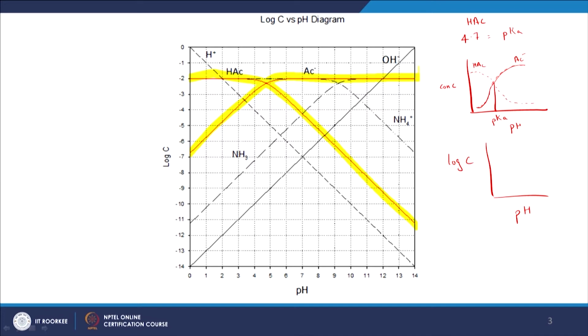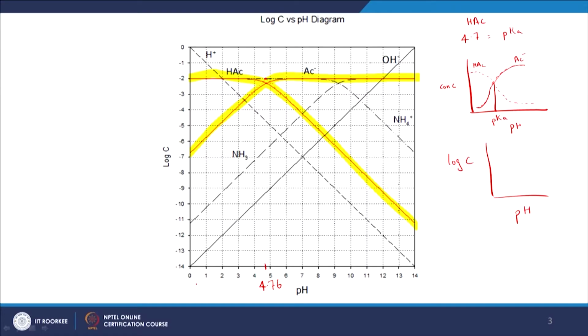Again, let us try to understand the system here. The pKa is not going to be at the intersection of these points, but if you draw the slope here and also the slope here, the intersection of those slopes should be equal to your pKa, and that should be 4.7, or I think it is 4.76. So the pKa of your system HAc and Ac minus, the pKa of that acid, is 4.76. That is what we just plotted here.